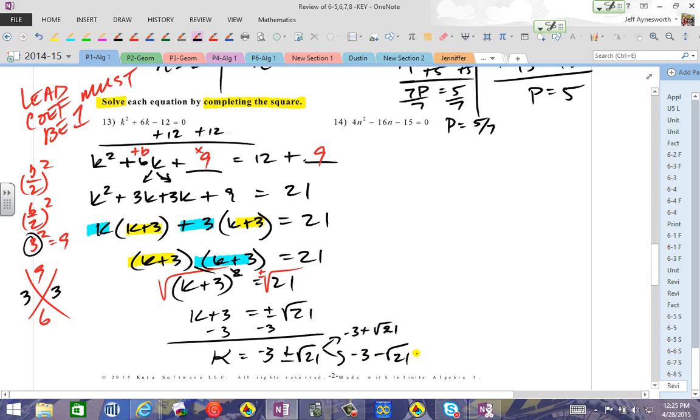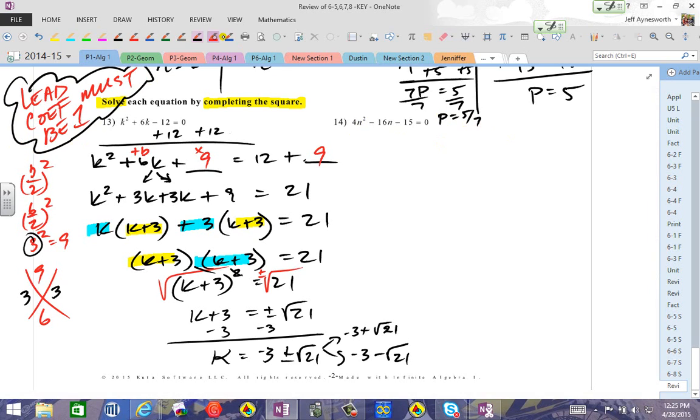Now let's have fun on the last one here. So let me bring this up here a little bit. So this is p equals 5/7. Okay. So we're going to divide, let me back up. The lead coefficient must be 1. Got to remember that in this technique, and it's not 1, it's 4. So the very first thing you do is divide everything through by 4. I'm talking all terms, both sides.